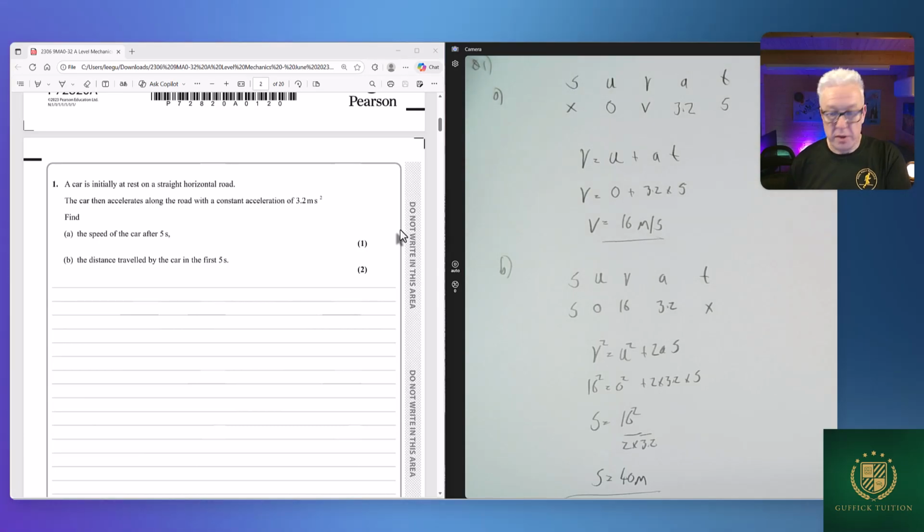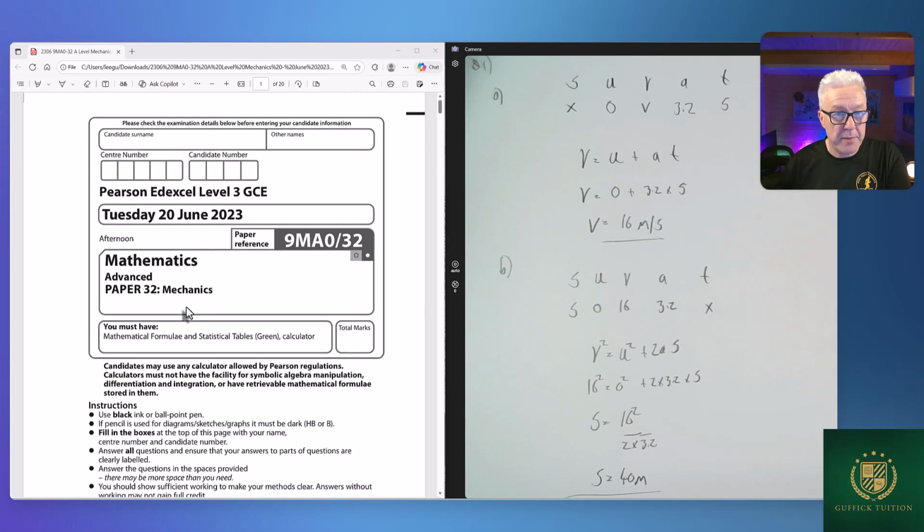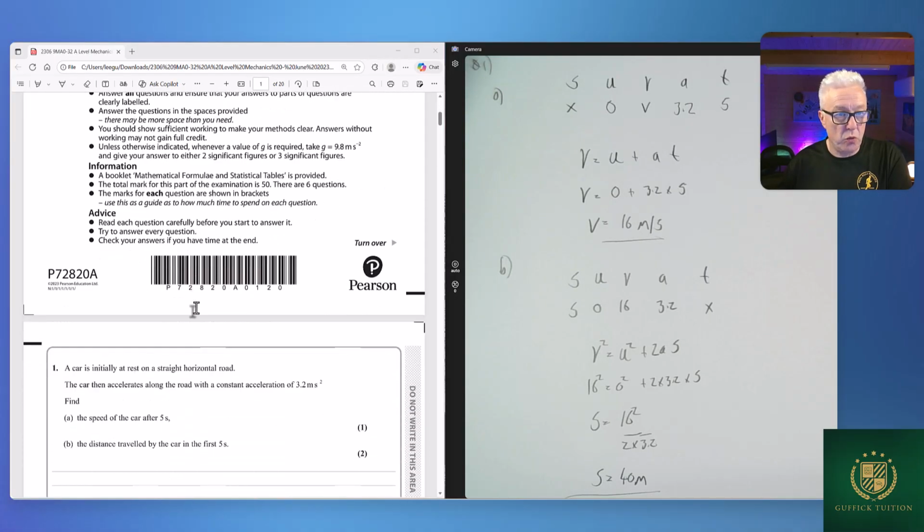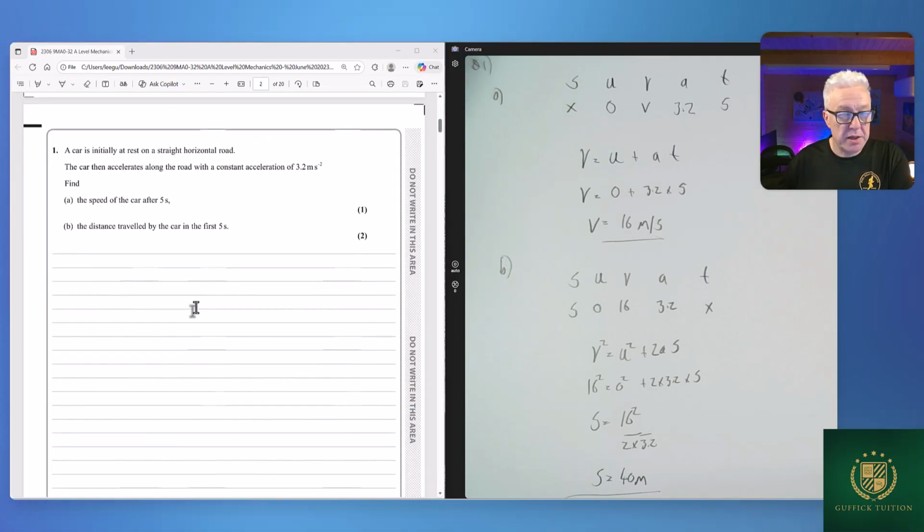Hello everyone, we're now on the mechanics paper for 2023 for A-level Edexcel, and this is question 1. So we've got a SUVAT question, it looks like. A car is initially at rest on a horizontal road. The car then accelerates along the road at a constant acceleration of 3.2 meters per second squared. Find the speed of the car after 5 seconds and the distance travelled by the car in the first 5 seconds.